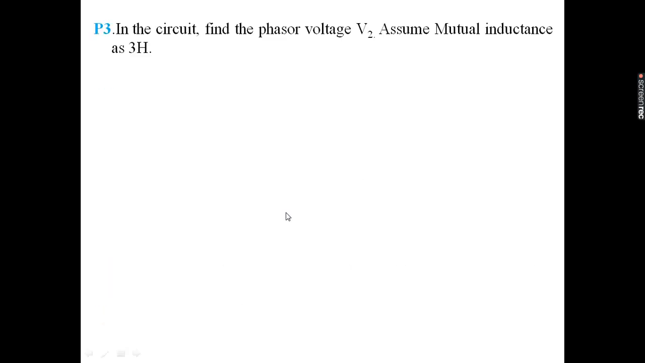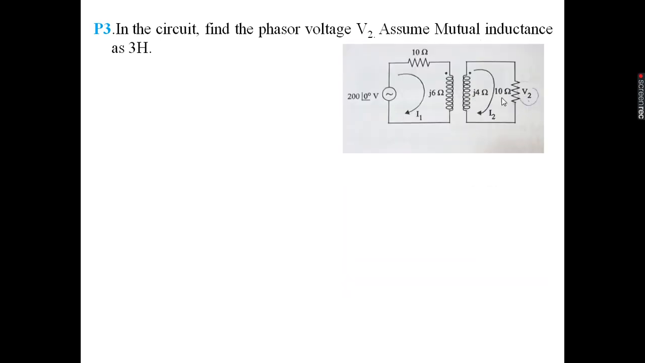So third problem. In this problem, we have to find voltage V2, and we are given to assume mutual inductance as 3 Henry. Okay, this is your circuit. We can see two coils. These are magnetically coupled, and you can see coil 1 is being supplied with the source 200 angle 0 degree volts, and at the same time we don't have any voltage source in coil 2. Okay, and our aim is to find the voltage across this 10 ohms, that is taken as V2. It is connected with coil 2.